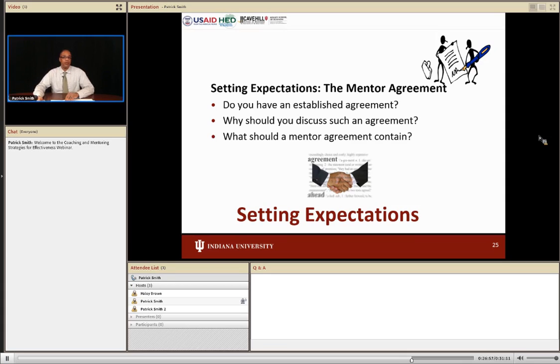So if you don't have an agreement, you may want to consider establishing an agreement with your mentee, if nothing else for accountability purposes. And then you may ask the question, well, why should you discuss such an agreement? As I outlined before, it really demonstrates and shows that you're serious and that you're a professional and that you're setting boundaries to the relationship, which you both should abide by. And then what should a mentor agreement contain? We'll cover those points in a moment.